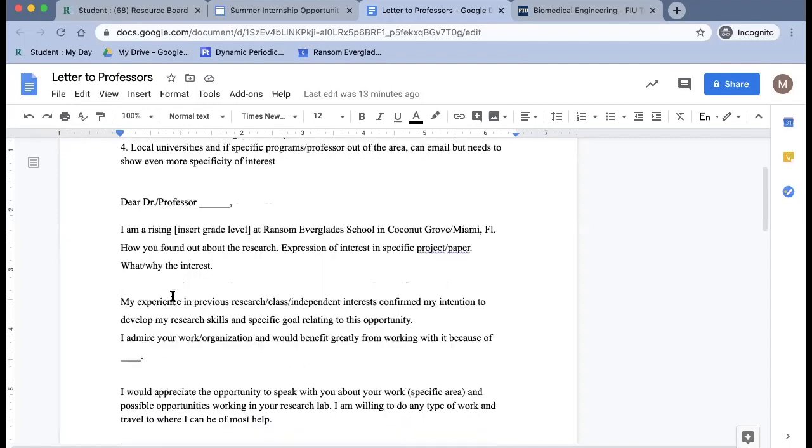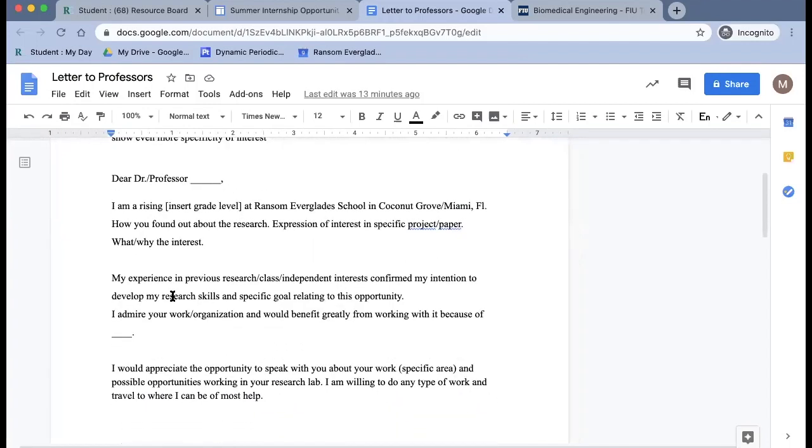So here are some sample guidelines for writing an email. Address them formally with Dear Doctor or Professor. If they are a professor, Professor is preferable over Doctor. And then you definitely want to introduce yourself. The first part is introducing yourself and how you got to them. So as I'm sure you can read, I'm a rising junior, sophomore, senior at Ransom Everglades School in Coconut Grove, Miami, Florida.